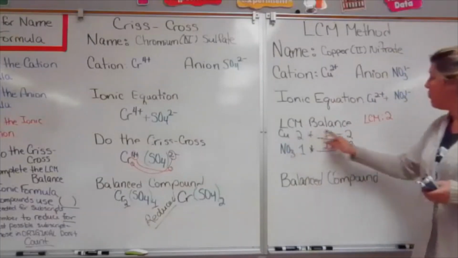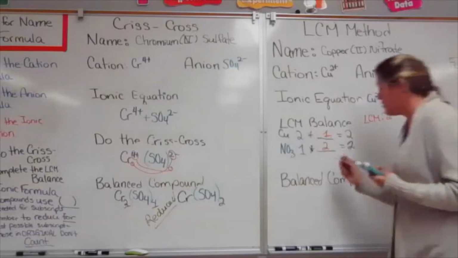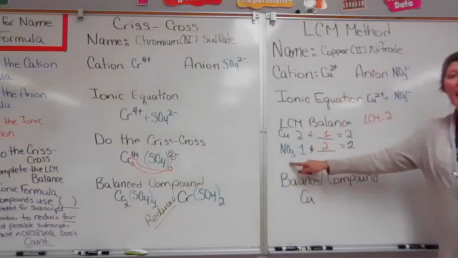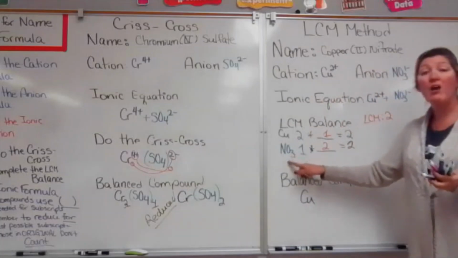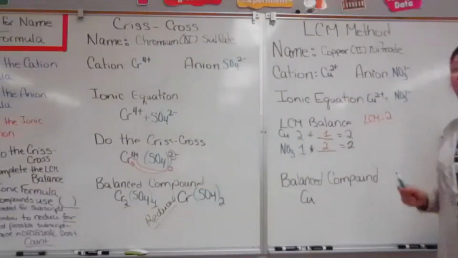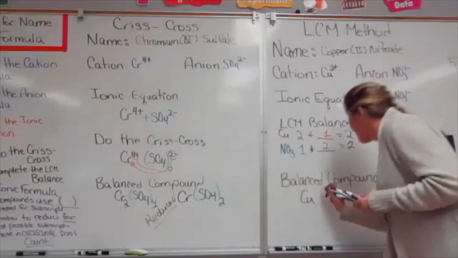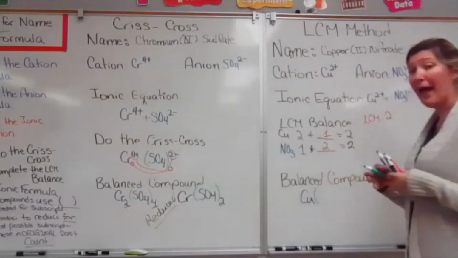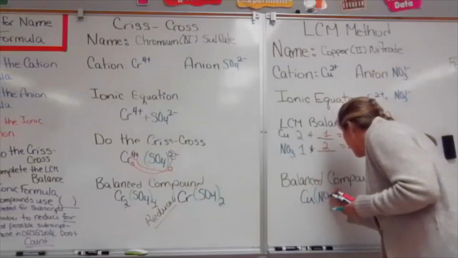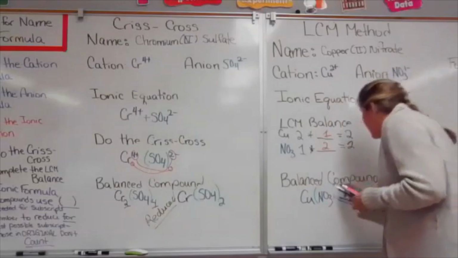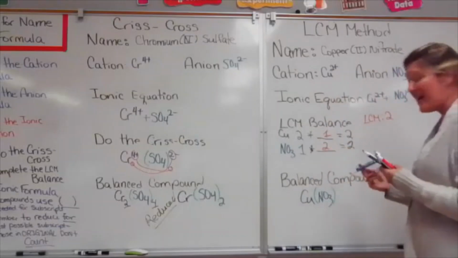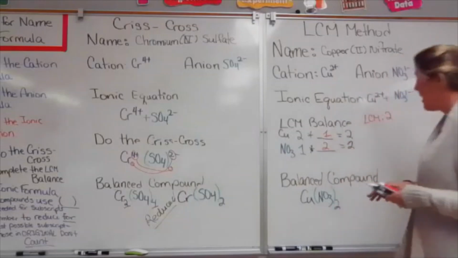So I look at copper, I need 1 of them, so I can just write copper, Cu. But now I'm looking at NO3 and I need 2 of it. Now remember, NO3 is a polyatomic ion. So if you need more than 1 of a polyatomic ion, you have to put it in parentheses. So I pull my NO3 down here, but I remember to put my NO3 in parentheses because it's a polyatomic ion. And then I put the 2 on the outside of the parentheses. And then I'm balanced.